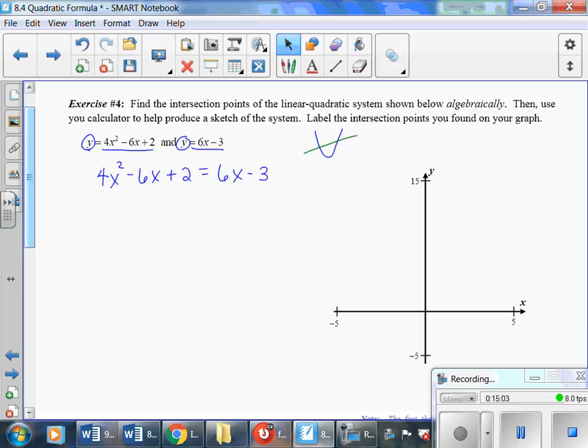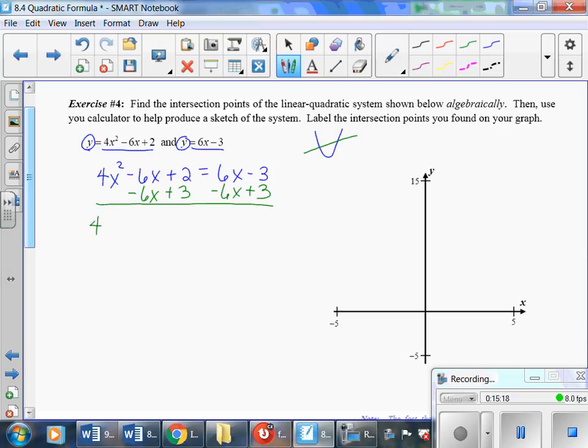So remember, when we solve a quadratic, we're going to make sure that we set it equal to 0. So I'm going to move this over, and I'm going to move this over to the other side. Minus 6x plus 3, and I get 4x squared minus 12x plus 5 equals 0. Be careful there. People make that mistake pretty often, thinking it's 0, plus 5 equals 0.